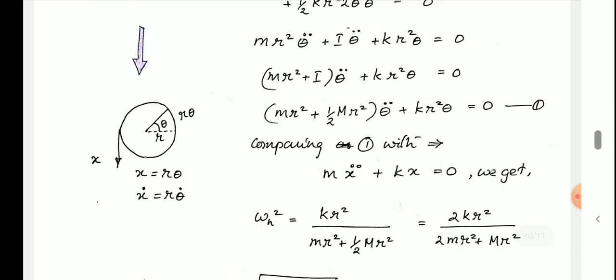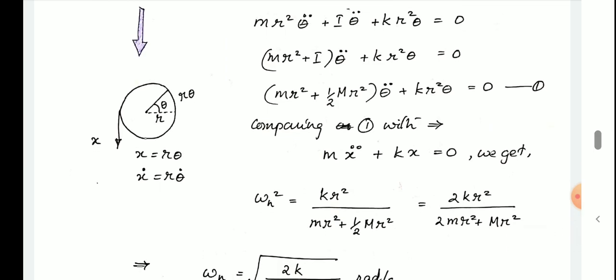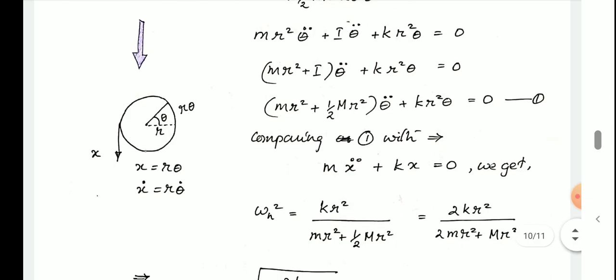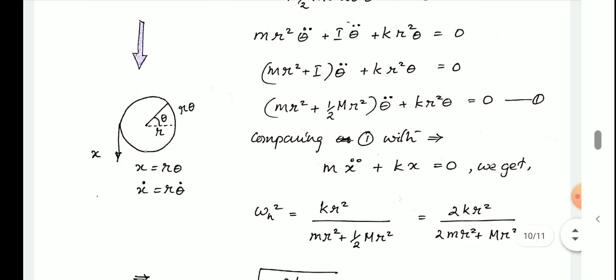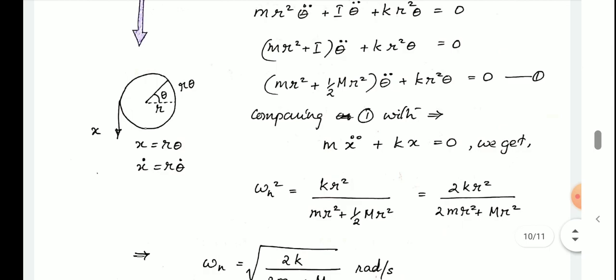Now let us compare this equation 1 with the standard equation for a vibrating body, which is m x double dot plus k x equal to 0. X double dot, theta double dot, compare the equations. The term coming with x double dot is m and with x is k. In that standard equation, we have obtained that natural frequency omega n is square root of k by m. What is k? The term coming with x. What is m? The term coming with x double dot.